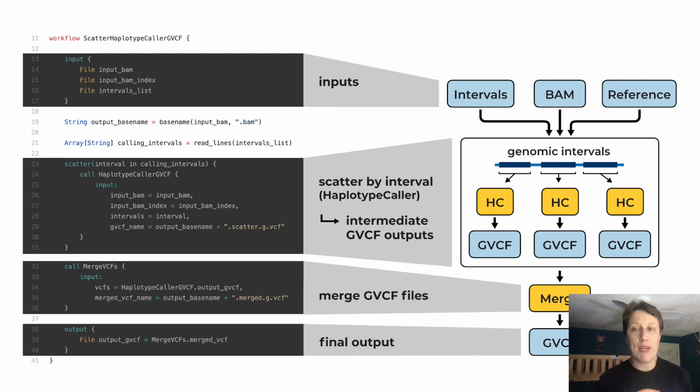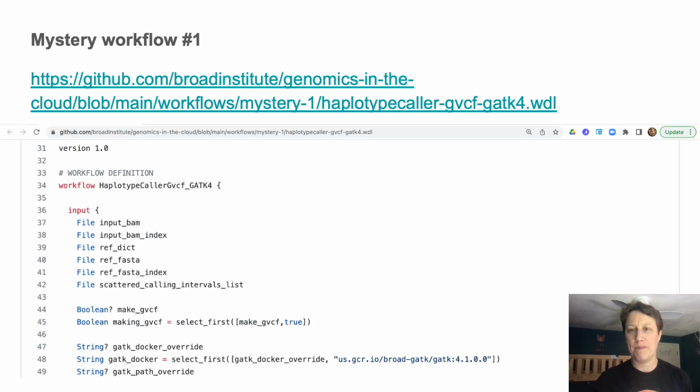So if you can pick out the workflow block here on the left and recognize the call statements like call haplotype caller, call merge VCFs, you're actually ready to move on to step 3, generating a visual representation of the workflow graph, which we're going to practice on a mystery workflow. Spoiler, it's pretty related to this one.